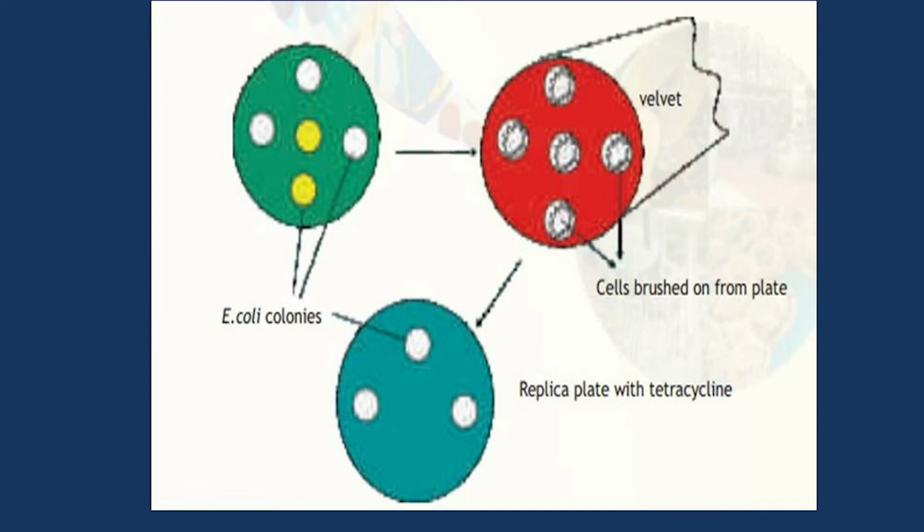Then with a spatula, we take out the colonies and culture them so that when E. coli multiplies, pBR322 multiplies and the foreign gene multiplies. So we get large quantities of the foreign gene. This technique is called gene cloning in bacteria.